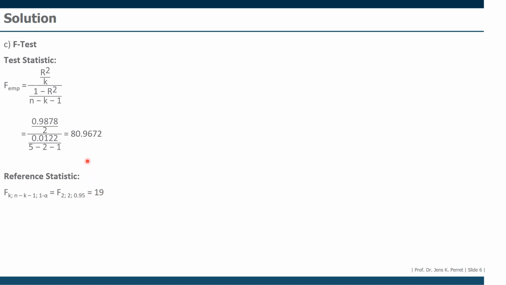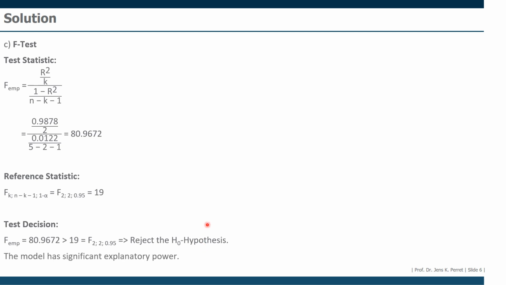We're going to compare the test statistic, the 80 point something, so 81 more or less, with the 19. That's the test decision. And we see the 81 is much larger than the 19. So we can reject our H0 hypothesis. The hypothesis which holds is the H1, and the H1 hypothesis states that the model has significant explanatory power. So we actually have a pretty good model. And that's everything there is to this exercise.